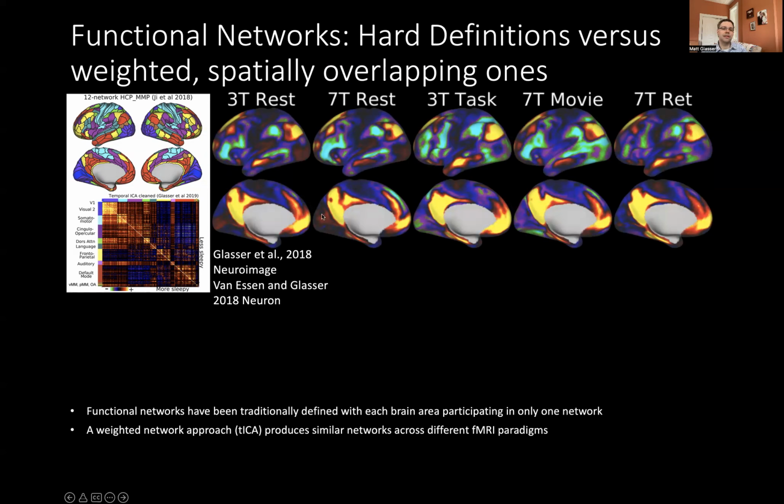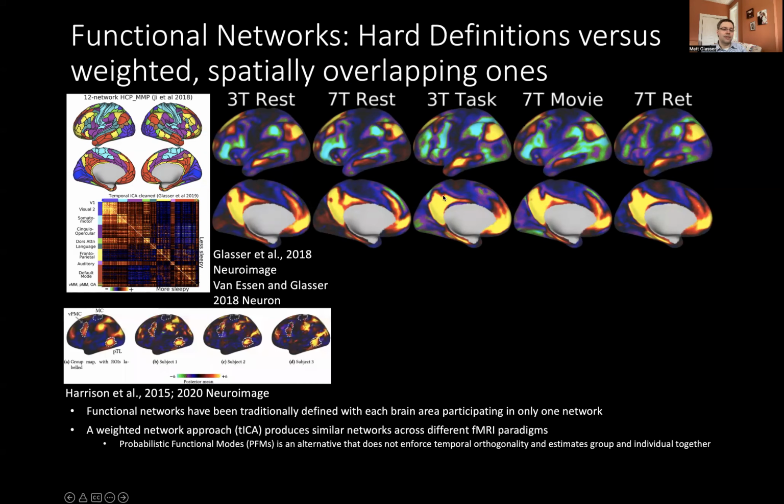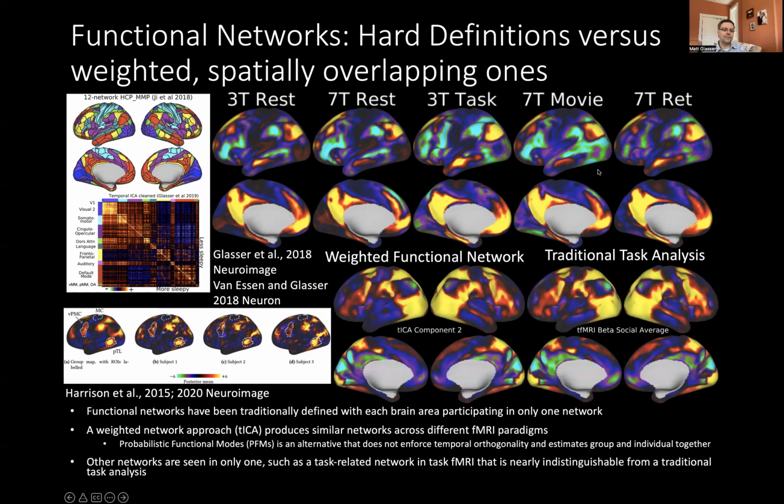In this case, we've found the main default mode component across 5 different paradigms, including 7T and 3T resting state data, traditional tasks at 3T, a movie task at 7T, and retinotopic data at 7T. Another approach that makes weighted, functionally overlapping networks is temporal ICA, which is done at the group level. Probabilistic functional modes, or PFMs, are done at both the group and individual levels at the same time. And also the probabilistic functional modes don't enforce orthogonality like the temporal ICA, where things must be temporally orthogonal.